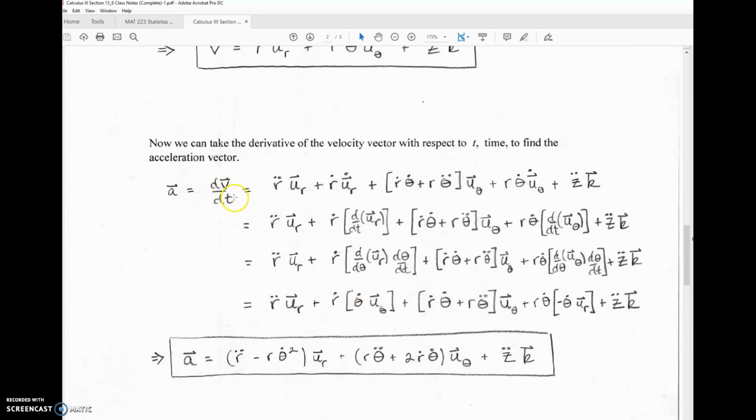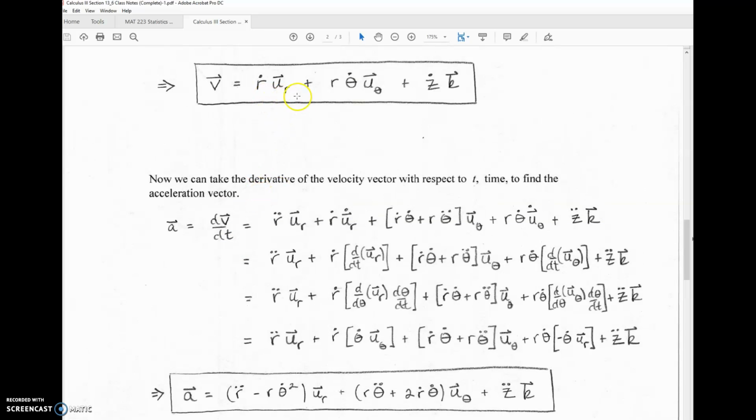Acceleration, again, is the derivative of velocity with respect to t. So what I need to do is take the derivative of this. I have to use a product rule here: r double dot times u sub r plus r dot u sub r dot. Then I use the product rule again, thinking of r times theta dot as one function: r dot theta dot plus r theta double dot, times u sub theta, and then leave that alone times the derivative of u sub theta, so that's r theta dot u sub theta dot. And then plus the second derivative of z, so z double dot. Remember, the dots are just the derivative with respect to t.